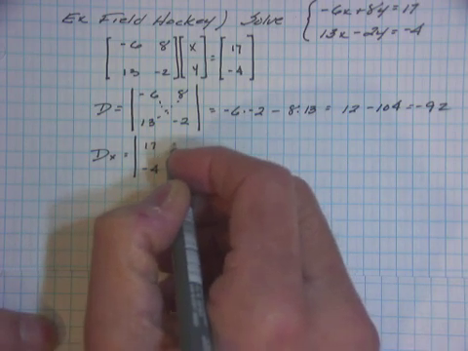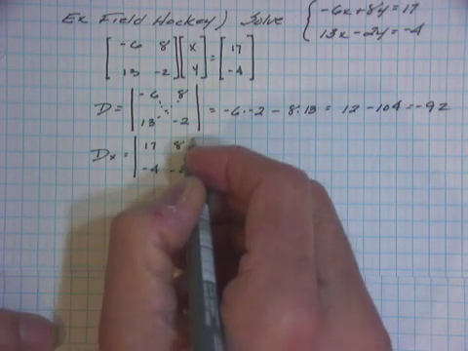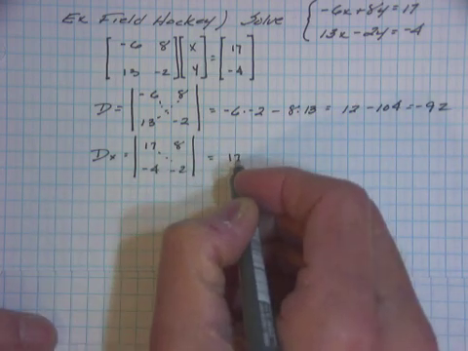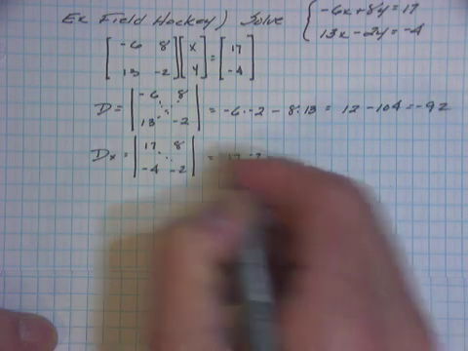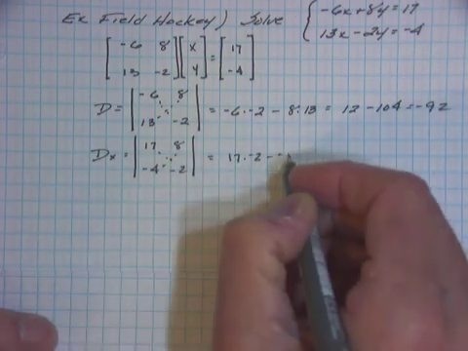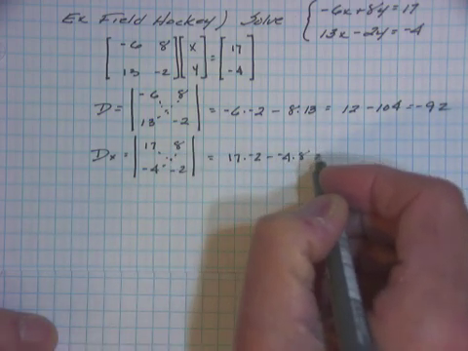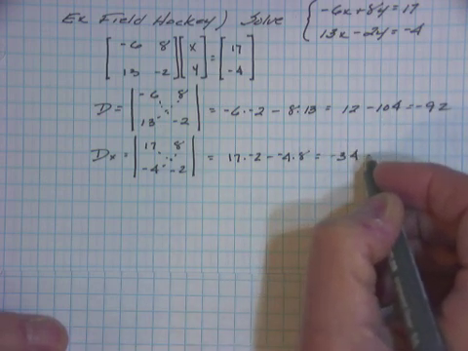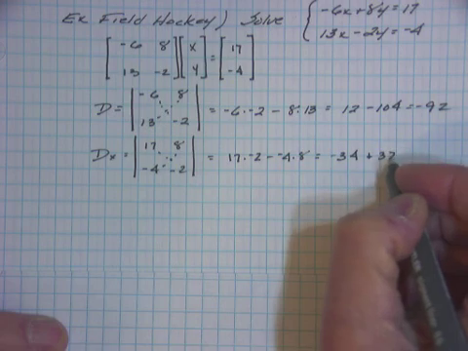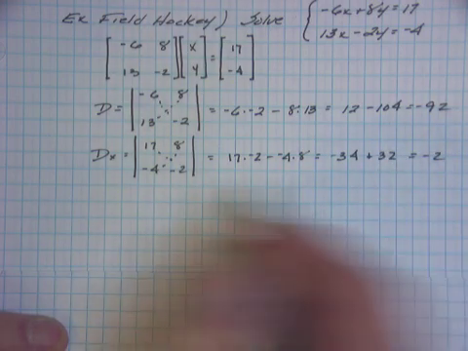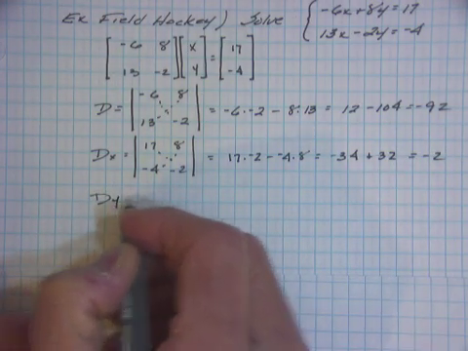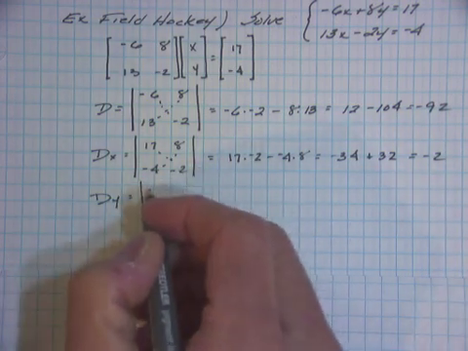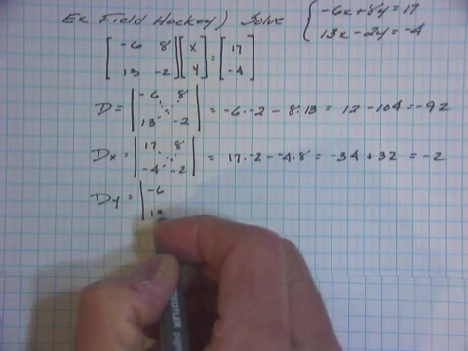Our D of x, determinant of x, is, so we take out these x coefficients and put in the answer matrix. And we keep the 8 and the negative 2 there. So now we've got 17 times negative 2 minus negative 4 times 8. So that gives me negative 34 plus 32. So that gives me negative 2.